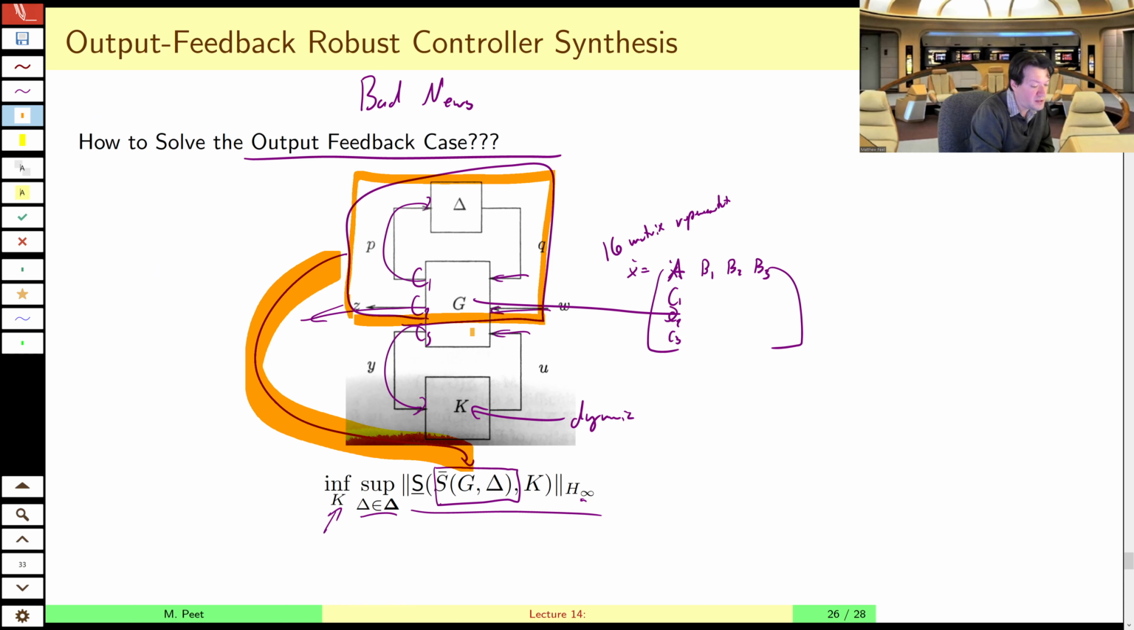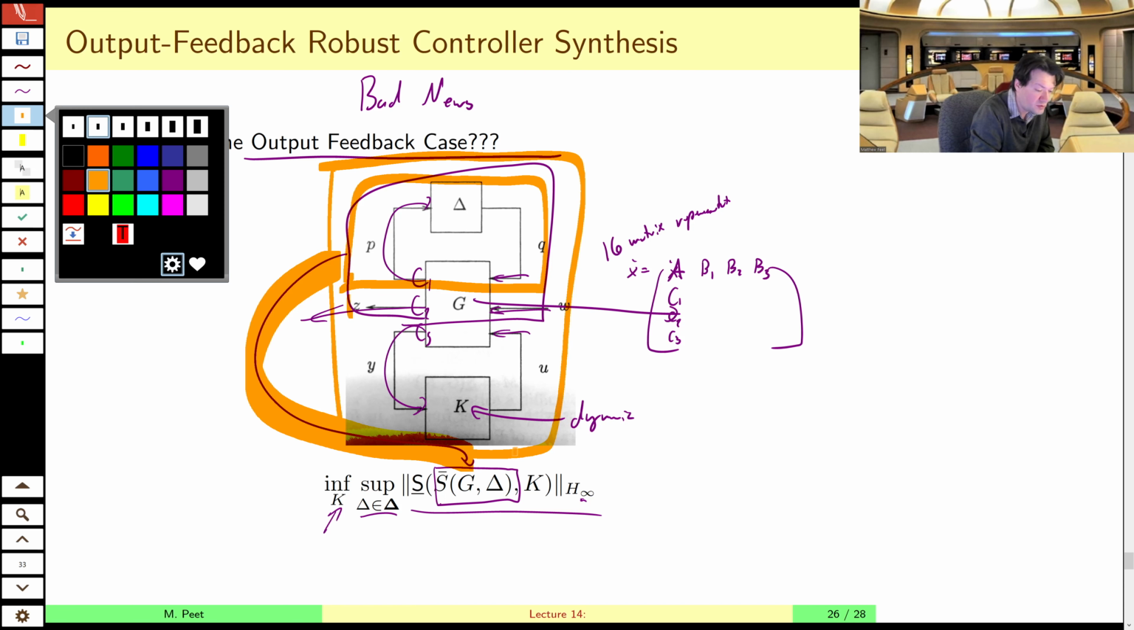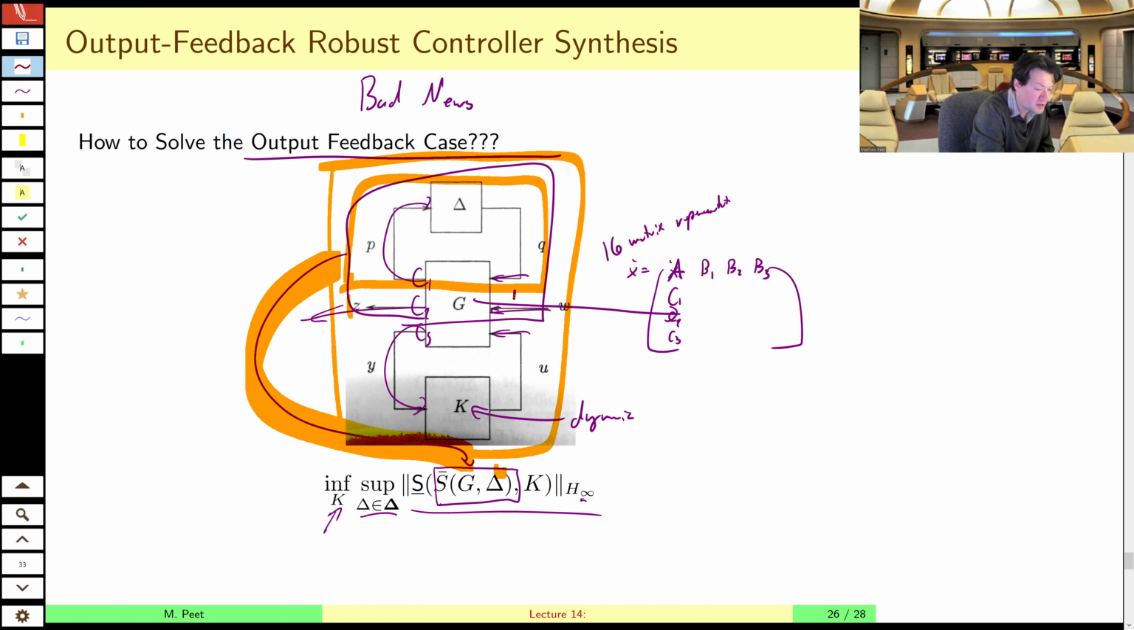So this lower star product is actually, hold on. It closes it there, and then you get a two input, two output system, ignoring your K. Then you close the loop on K, and you get the lower star product. So that's this whole thing right there. This box goes to here, and this larger box goes to the lower star product. So you close the upper loop first, and then you close the lower loop, and your optimization problem is to minimize the H infinity norm of that larger loop. So you do these inputs one at a time.